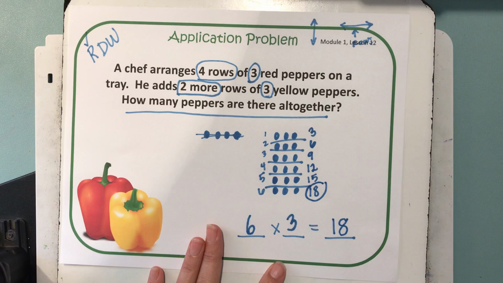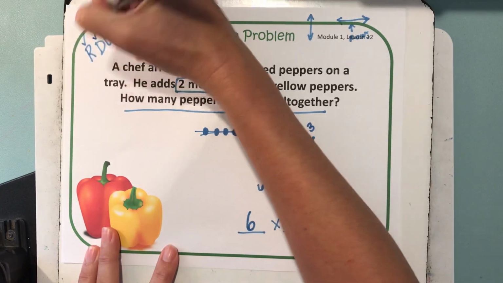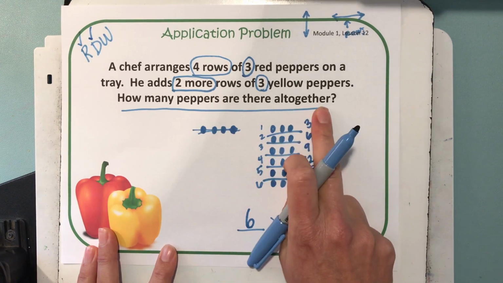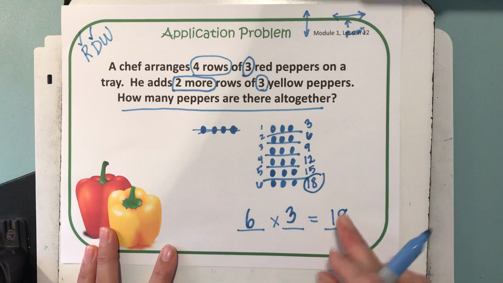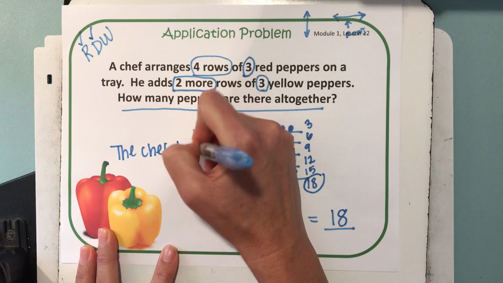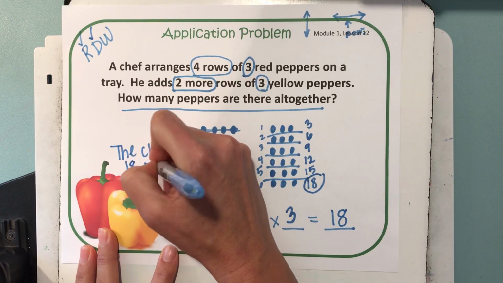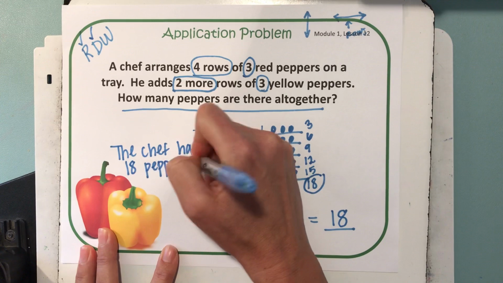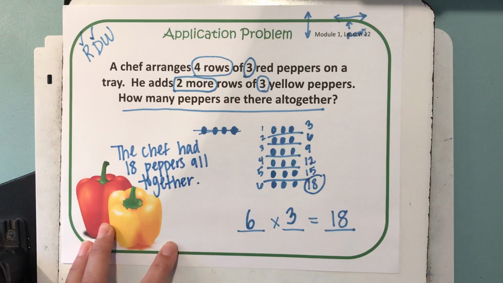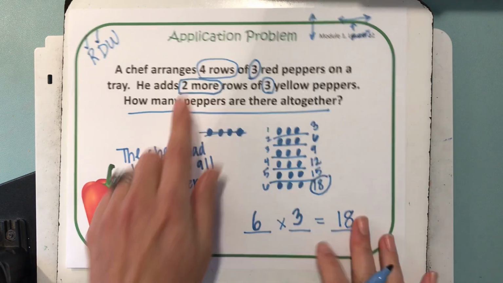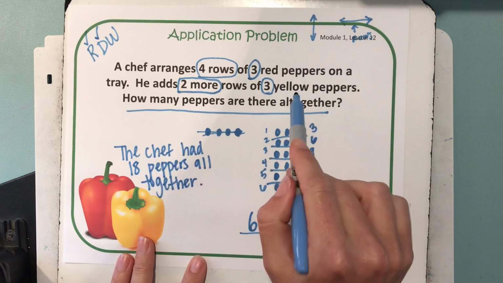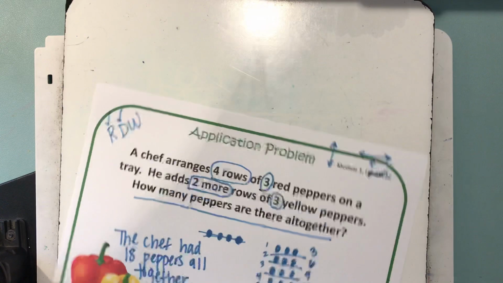All right, did we figure out the answer? We did. So we drew our picture. Now we get to write it into a sentence. So how many peppers did he have altogether is the question. How many peppers did he have? 18. The chef had 18 peppers all together. Ta-da! All right, so we're remembering this one was on rows. So we just need to be really focused on what are they talking about? Are they talking about rows or columns?